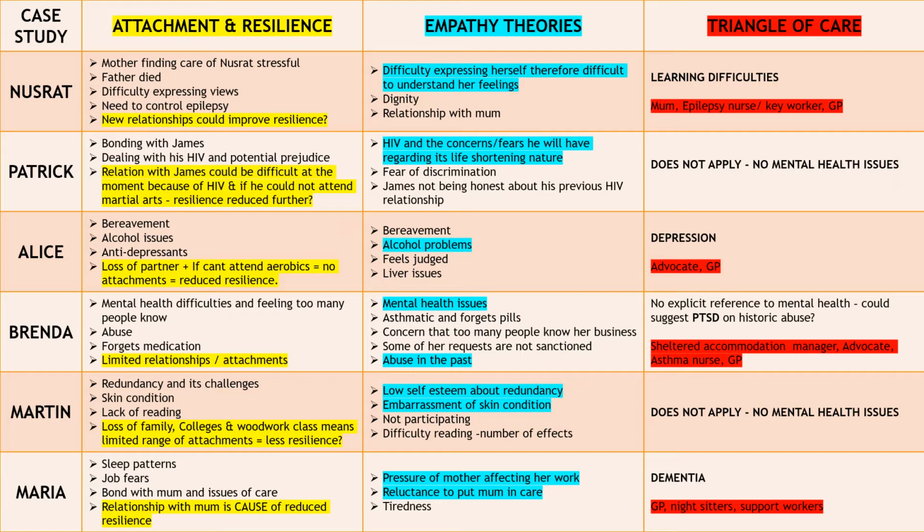I think also Maria is an interesting case because she has a good relationship with her mum, but it's also worth looking at her trying to care for her mum. The relationship she has with her mum is the cause of her reduced resilience. So again, quite an interesting case there.